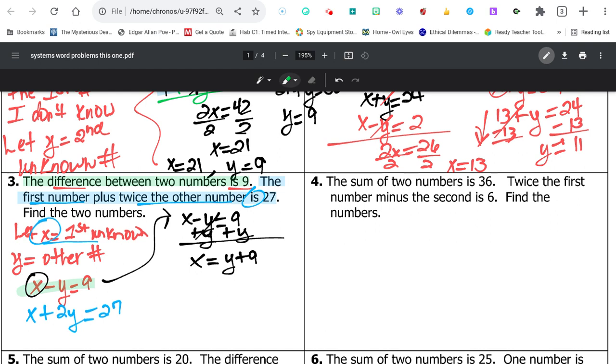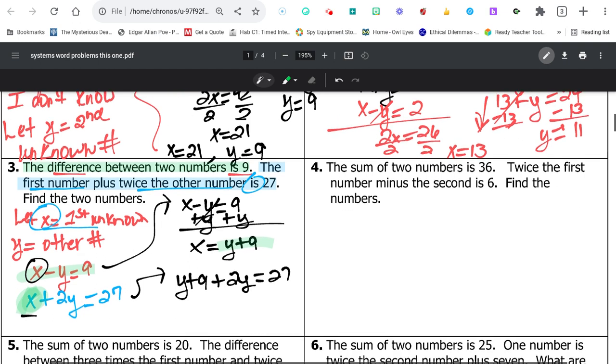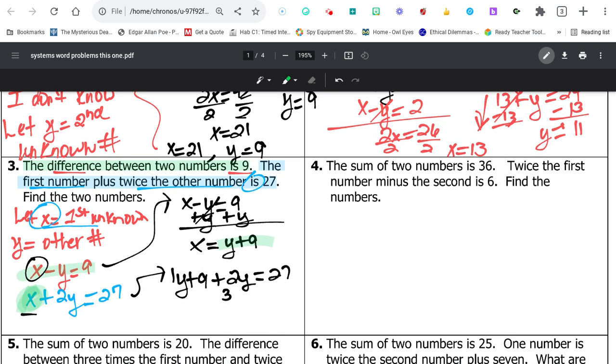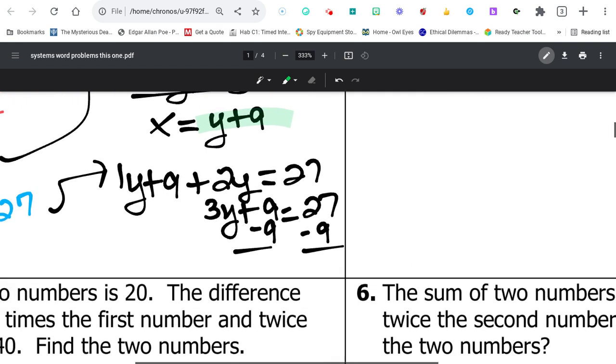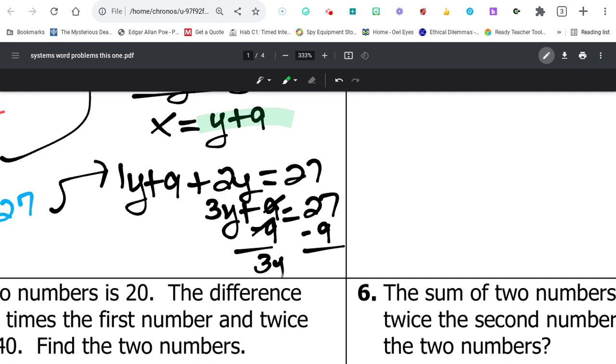So I'm going to take this and substitute it here in the place of x. All right. So instead of x, I go with y plus 9 plus 2y equals 27. So 3y plus 9 equals 27. Solve the two-step. Subtract 9 from both sides. I don't have enough room in these little bitty spaces. So 3y equals 18. And when I divide by 3, I get a y of 6.